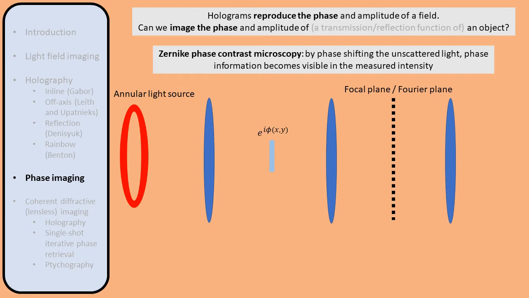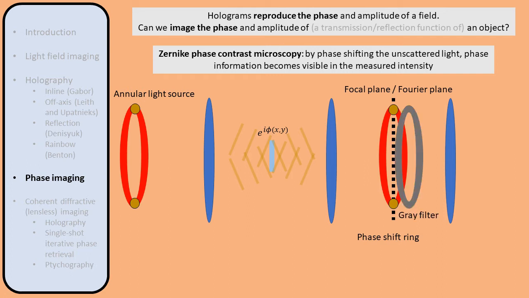In practice, however, the sample wouldn't be illuminated with a single plane wave, but with multiple mutually incoherent plane waves from different angles. If we have a ring-shaped light source in the front focal plane of a lens, then the sample that is in the back focal plane is illuminated by plane waves from different angles. In the back focal plane of the first imaging lens, a phase-shifting ring is introduced to phase-shift the unscattered light.